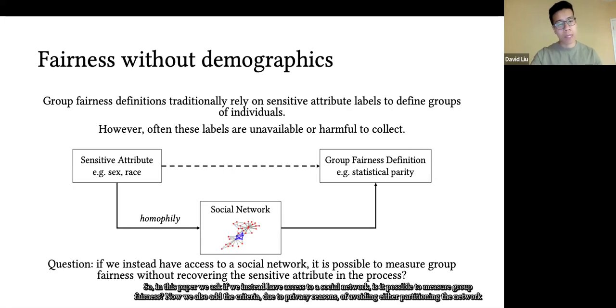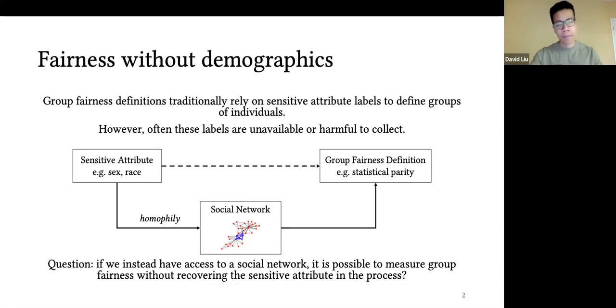So in this paper, we ask: if we instead have access to a social network, is it possible to measure group fairness? Now, we also add the criteria, due to privacy reasons, of avoiding either partitioning this network or recovering the sensitive attribute at any point in the process.